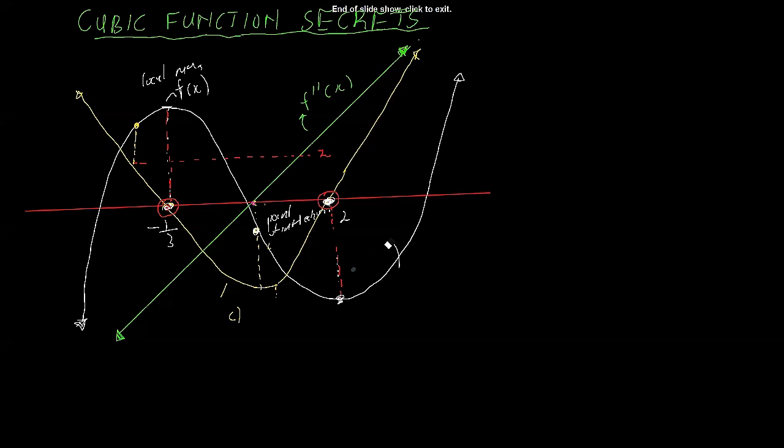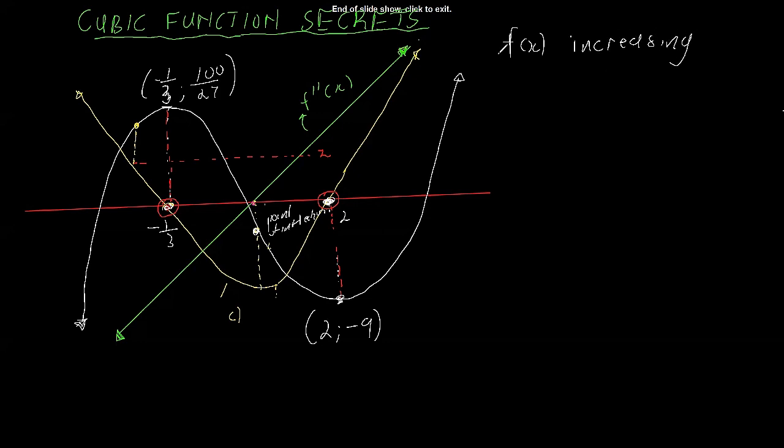So note that we had our turning points already. Here we had negative 1 over 3, 200 over 27. That was the local maximum. And then here we had 2, negative 9. That was the local minimum. Cool. Now, suppose that we want to find where our f of x is increasing, but we want to find that using our derivative graph.